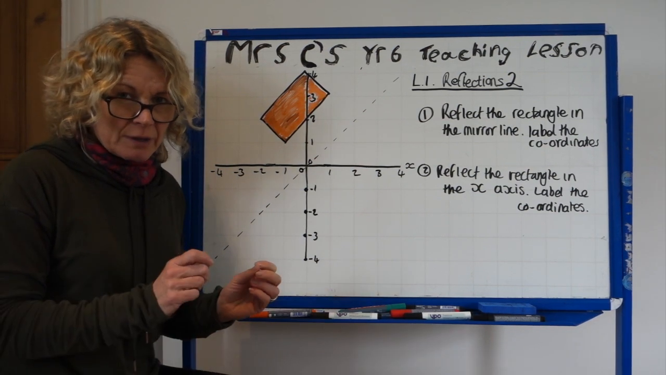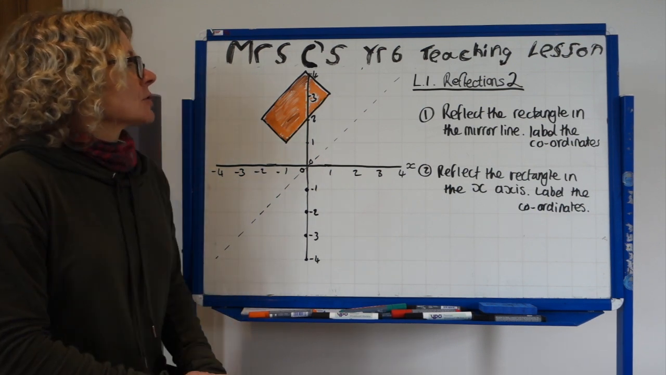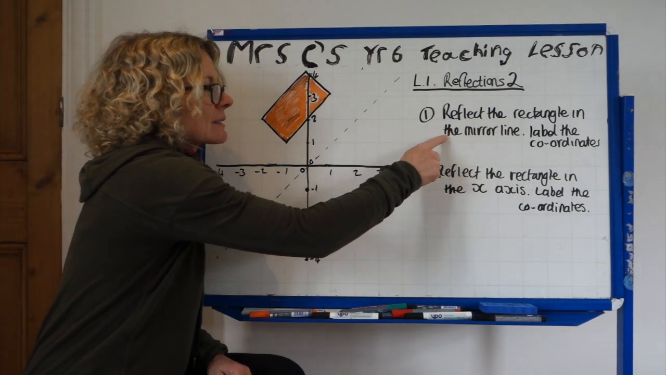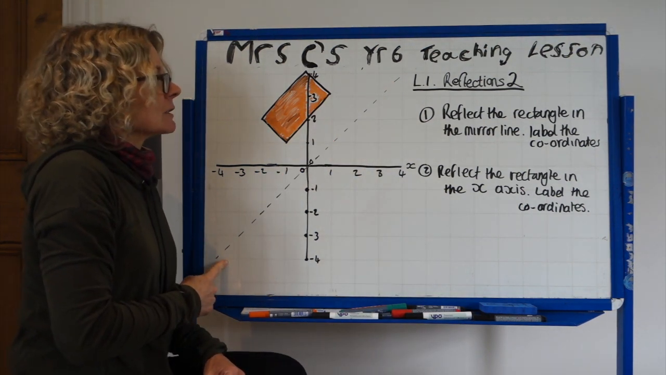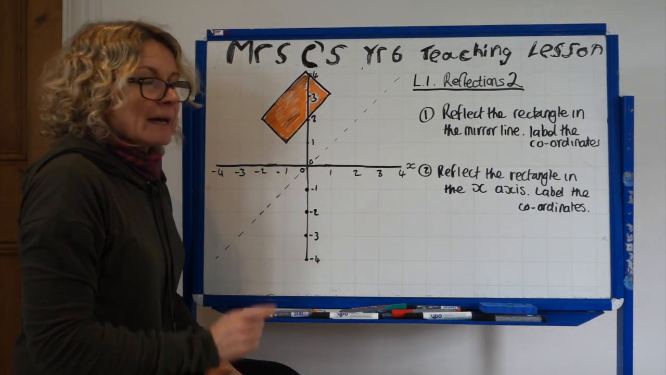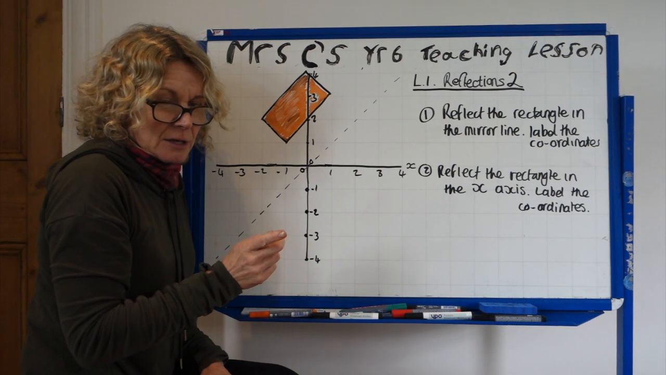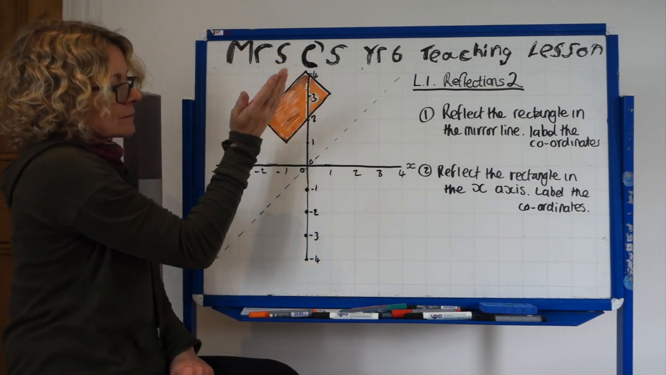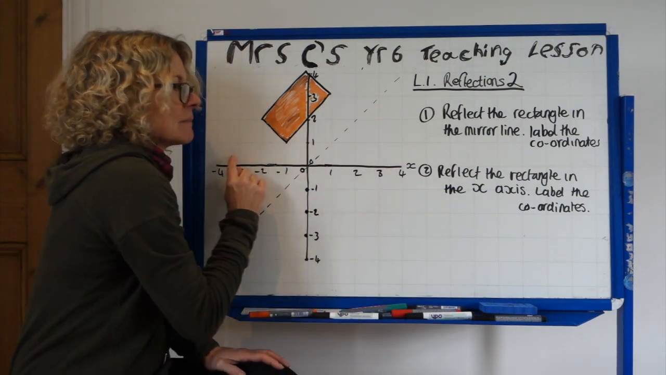Okay, right, so here we are with the work that I am setting for you for tomorrow. The orange rectangle needs to be reflected. Number 1, reflect the rectangle in the mirror line. The mirror line is marked here. You need to reflect it so it is symmetrical across that mirror line. Then you need to reflect the same rectangle in the x-axis, so the x-axis becomes the mirror line. It reflects with the x-axis as the mirror line.